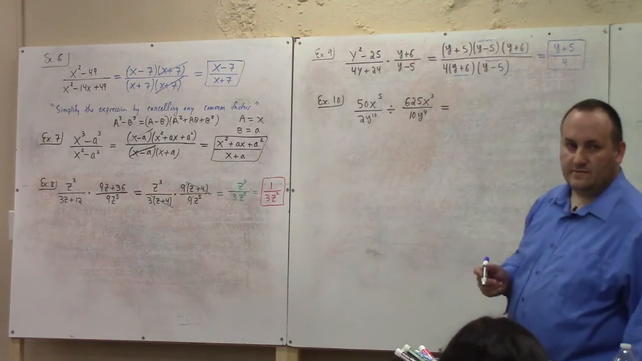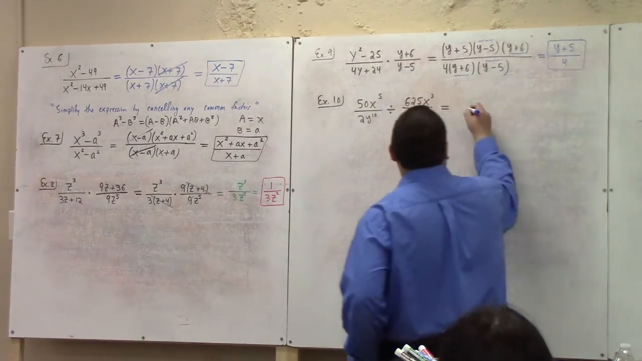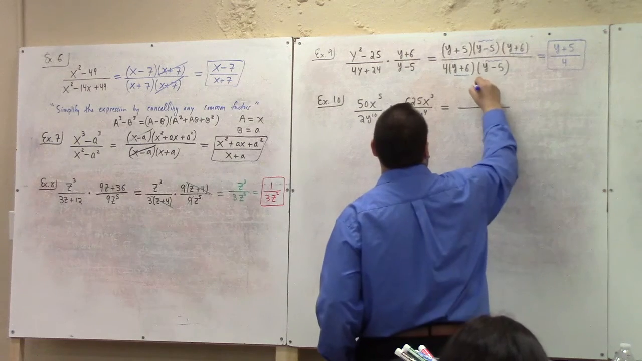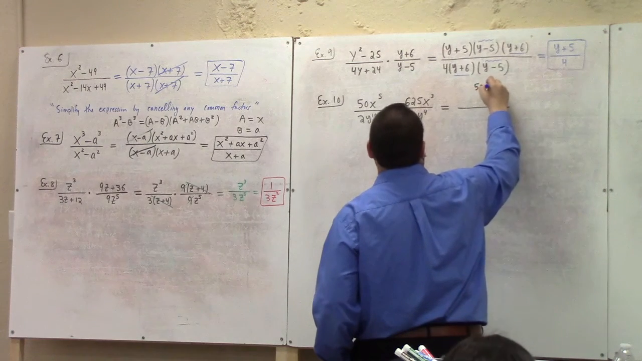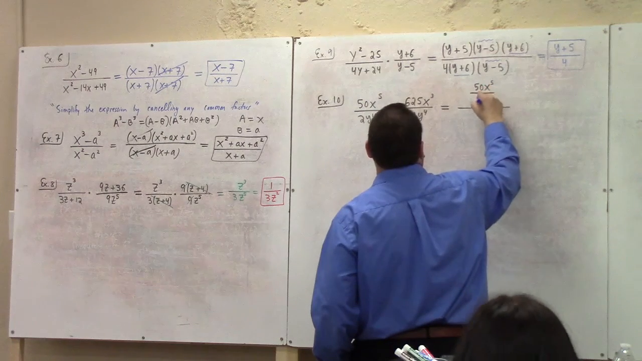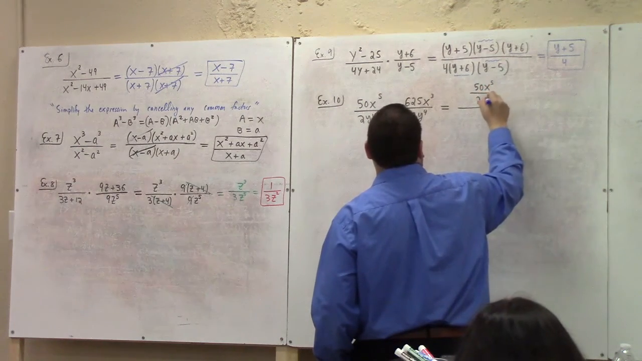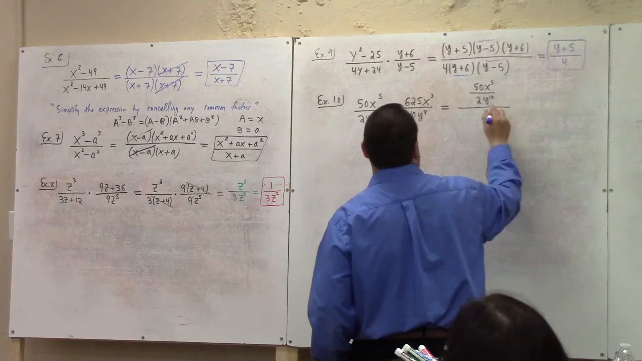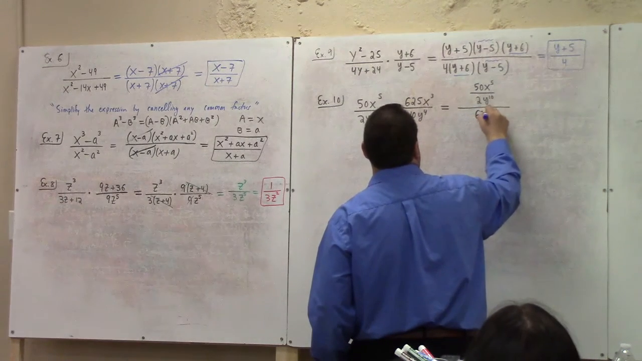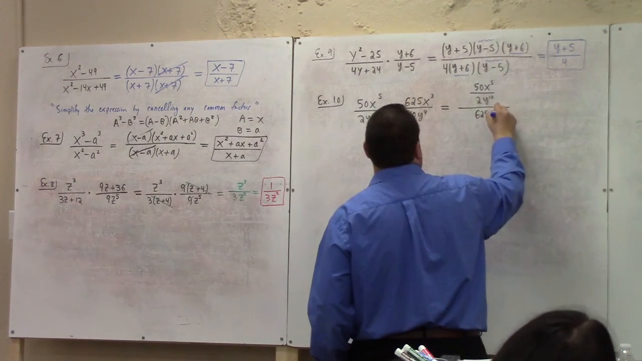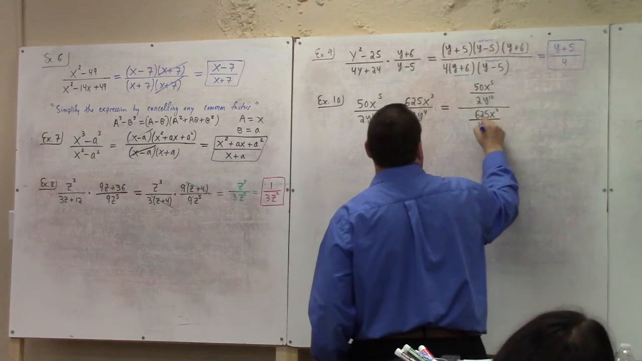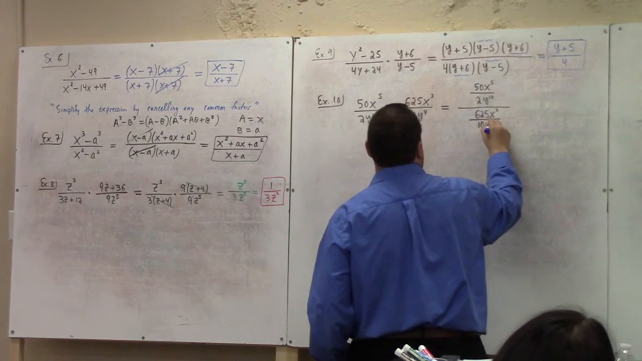So first of all, let's use proper notation. This is actually 50x to the 5th divided by 2y to the 10th, big divided by 625 x cubed divided by 10y to the 4th.